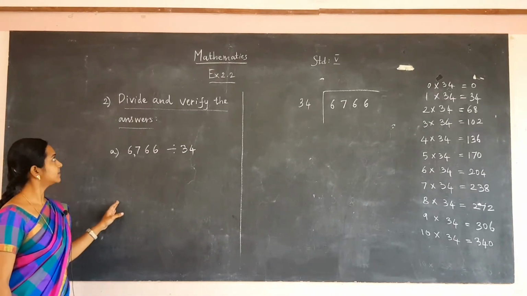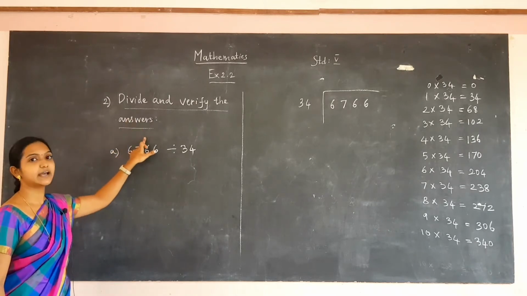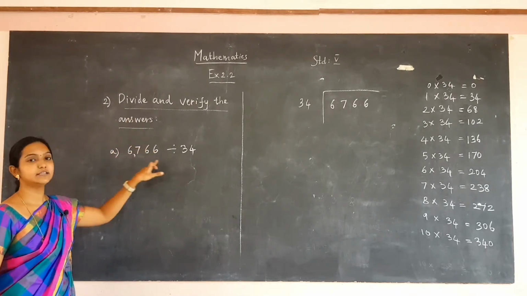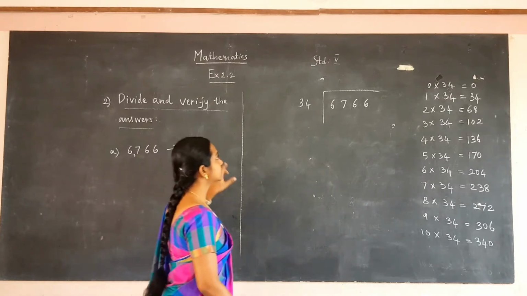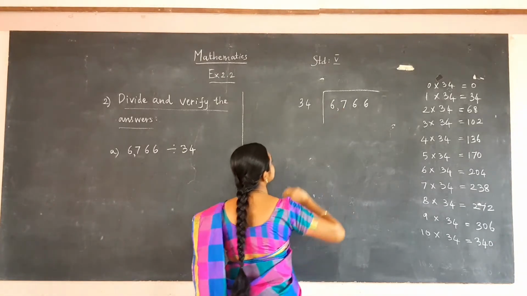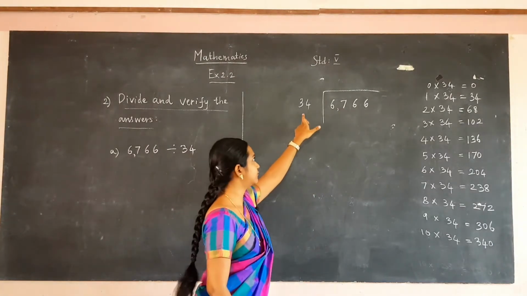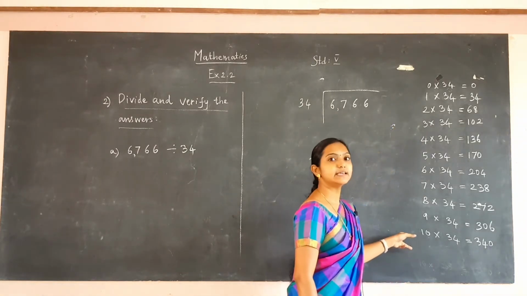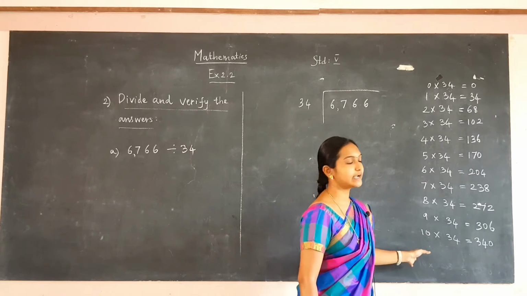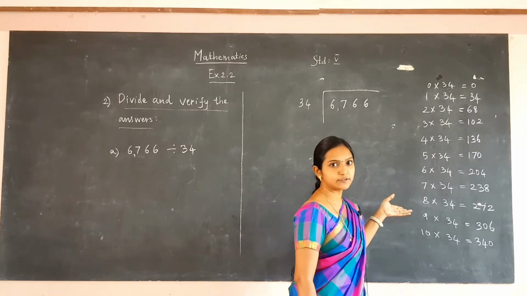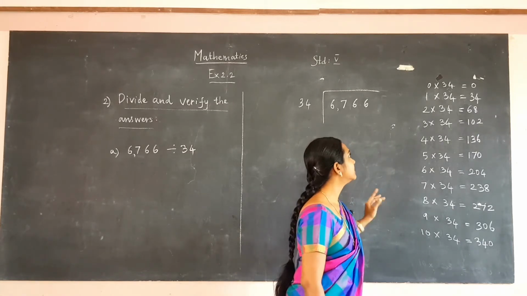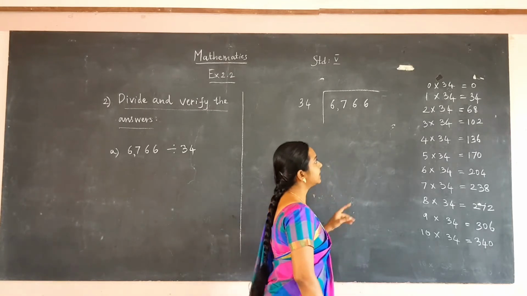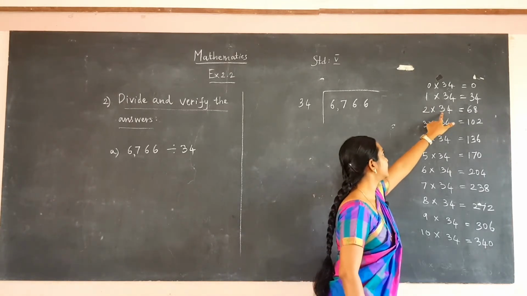Now the second problem is divide and verify the answers. Now we are going to divide these two numbers. That is 6,766 should be divided by 34. Now I have written the 34th table here. It will be easy if we write the table on the side. We don't know the 34th table. How will you find the table? That is, we have to multiply 34 and 1, 34 and 2 like this.